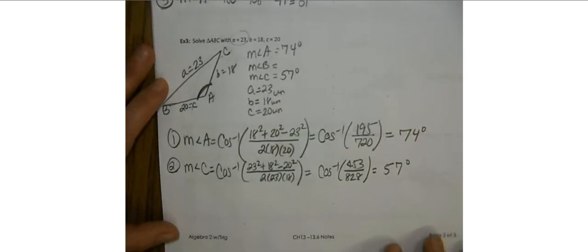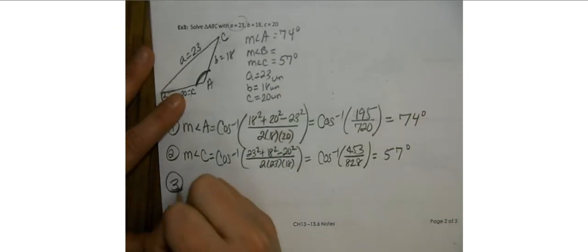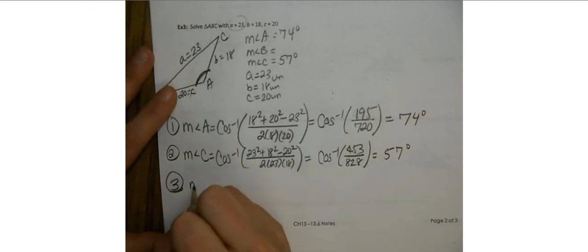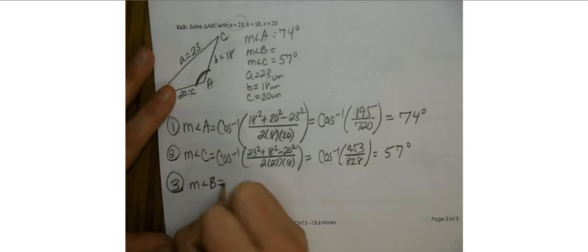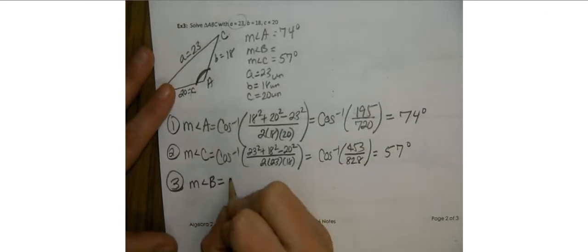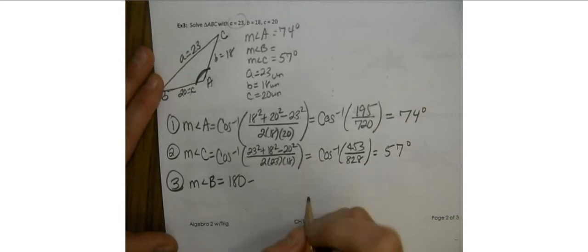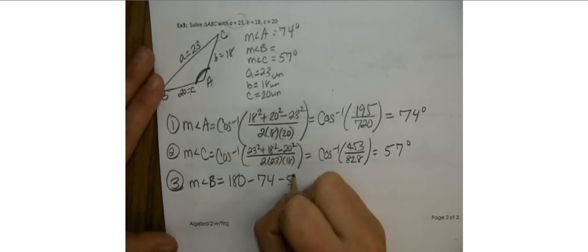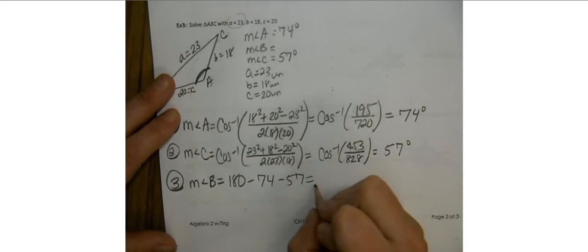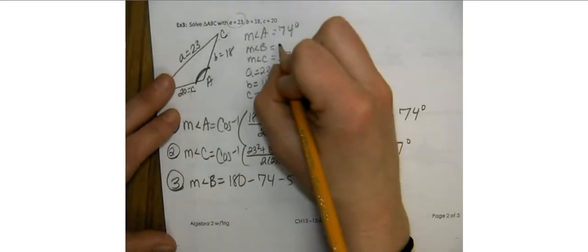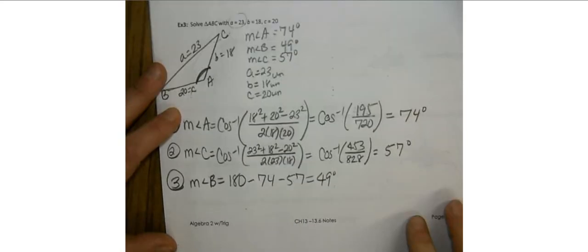So now I can identify what the measure of angle B is by using my 180 degree rule. The measure of angle B is going to be equal to 180 minus 74 minus 57. And when you put that into your calculator, you end up with 49 degrees. And now you have officially solved this triangle for side, side, side.